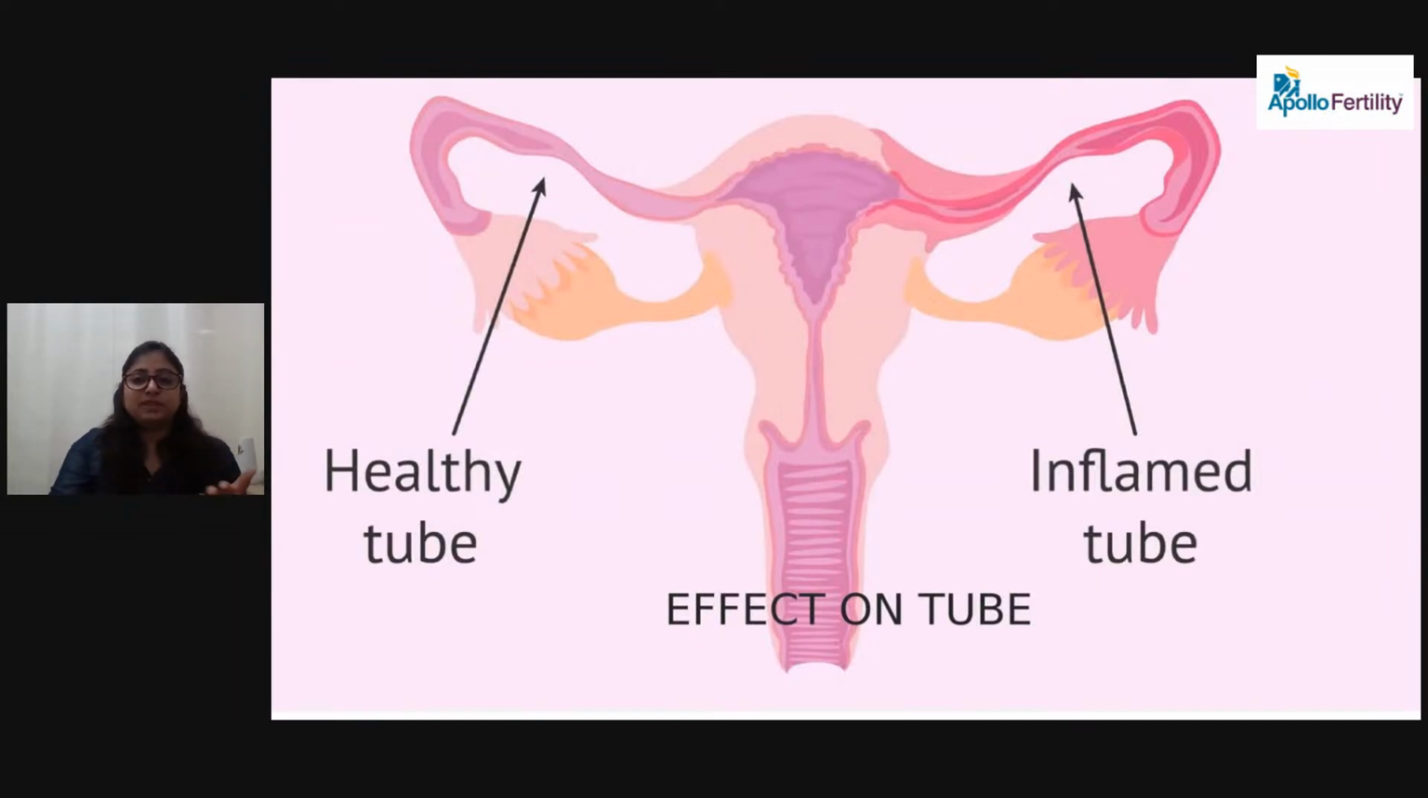The tube also becomes inflamed. So you can see this side, the healthy tube is there, the inflamed tube will be swollen. The cavity in the tube will also not remain open. Sometimes there can be some scar inside, and that will lead to blockage of the tube.